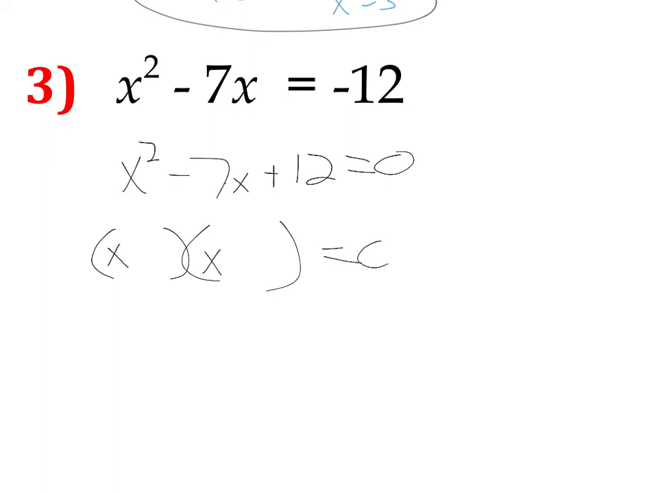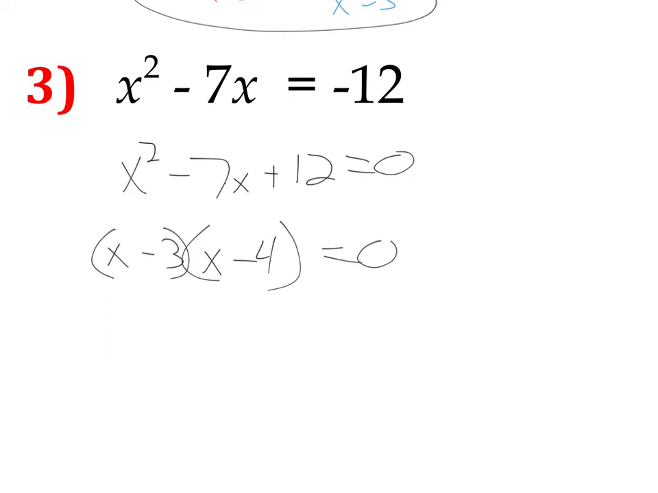There is no GCF, so I just need to look for numbers that would multiply to be 12 but add up to 7. So if I think of factors of 12, I've got 1 and 12, 2 and 6, or 3 and 4. I'm thinking 3 and 4 is going to be the winning combo. They're both going to have to be negative, though, if my sum is negative 7. The product of two negative numbers would still be a positive, though.